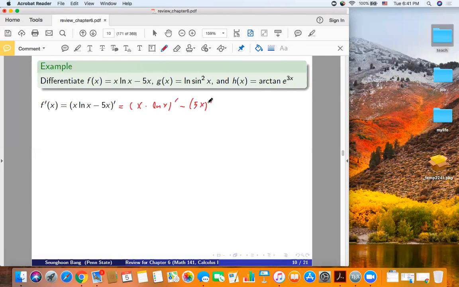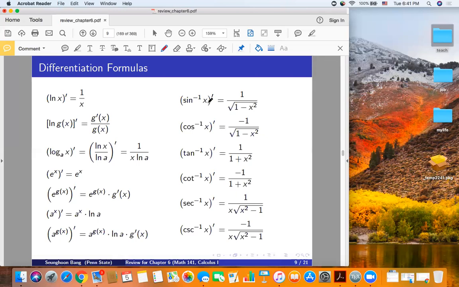I'm going back to slide 9, the last one here. The inverse cosecant x prime is minus 1 over x times the square root of x squared minus 1.